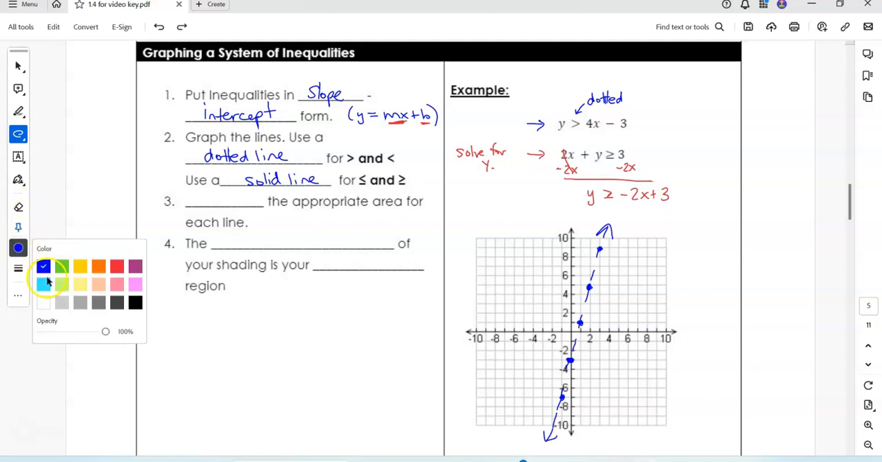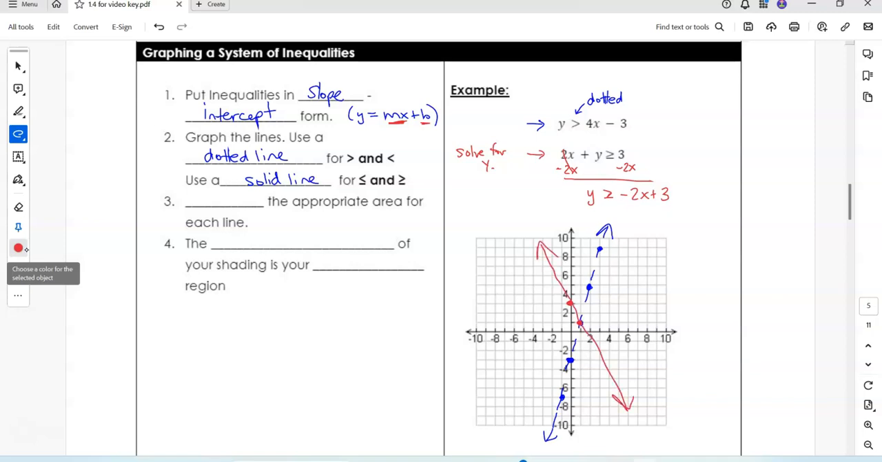Let me graph the other line. This one has a greater than or equal to, so I'm going to do a solid line. My y-intercept is 3. My slope is negative 2, so I'm going to go down 2 and right 1. This time I'm not going to graph a bunch of them because I can already see where they overlap. Now what we need to do is shade the appropriate area for each line.